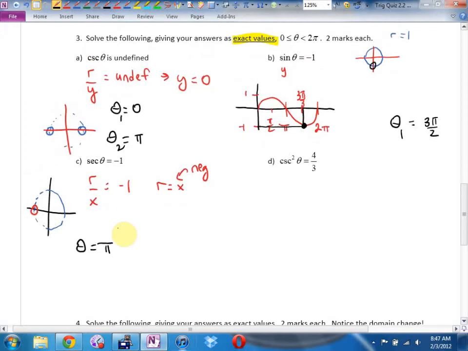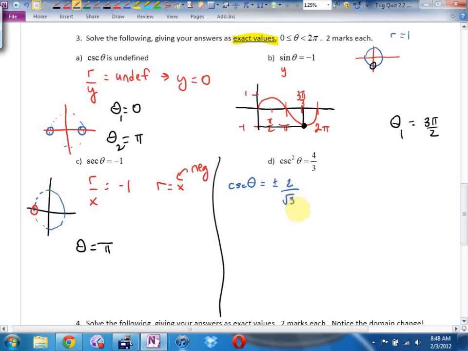D, a quadratic. Square root both sides, and I'll get cosecant theta equals plus or minus 2 over root 3. Oh, I'm going to be in the 1, 2, root 3 triangle.